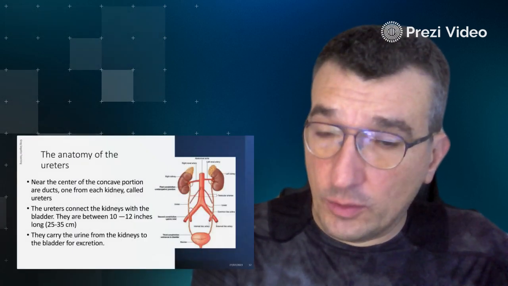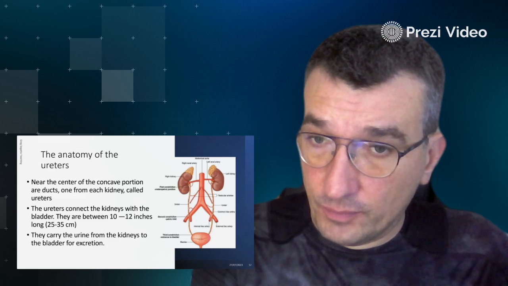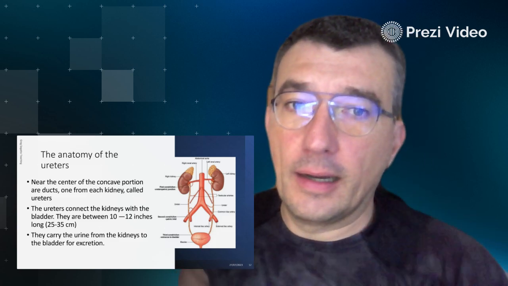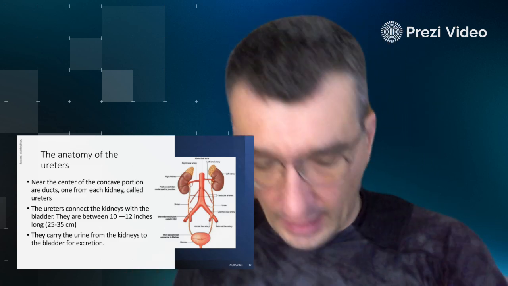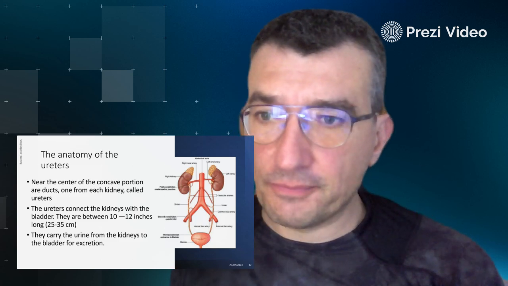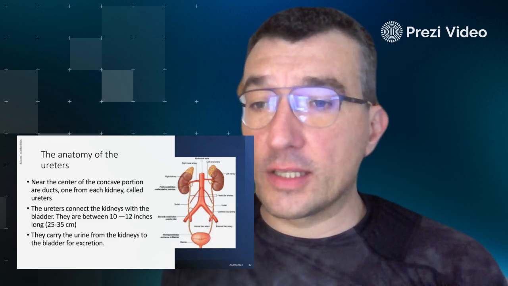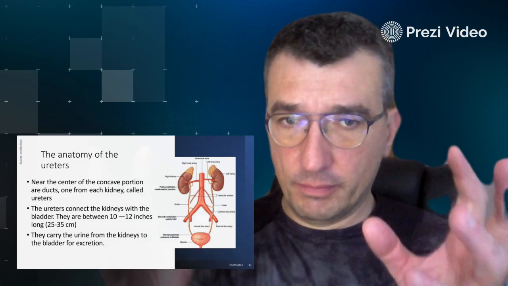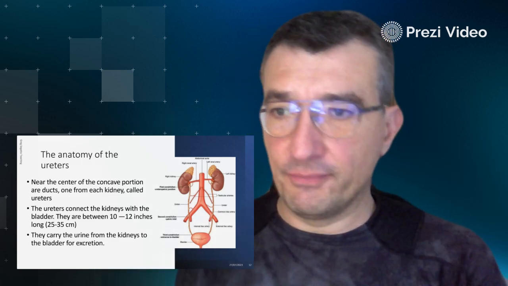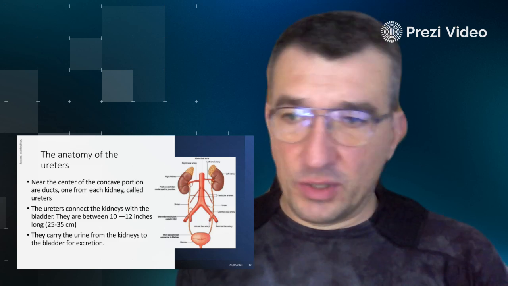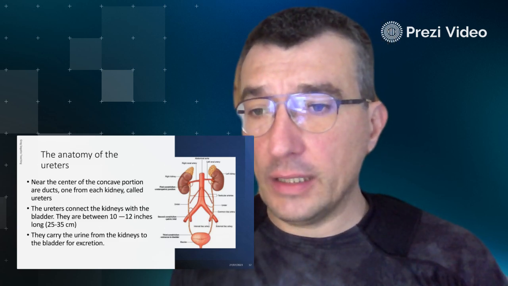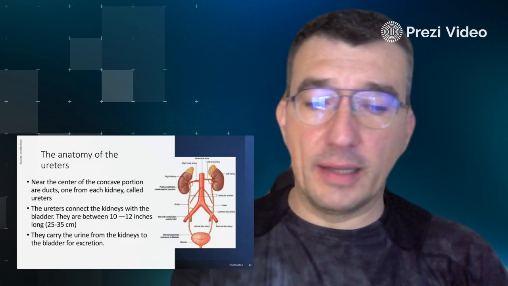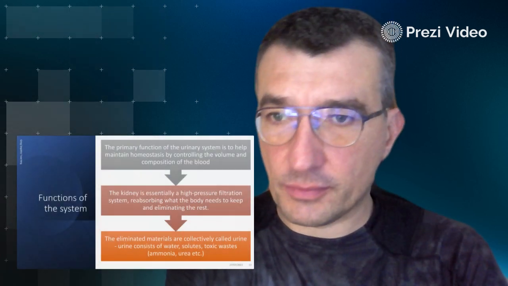We know that they are connected by the arterial system to the renal artery, and the ureters connect the kidneys to the bladder to bring the urine made in the kidneys to the bladder. They can be 25 to 35 centimeters long, and they carry urine from the kidneys to the bladder for excretion.